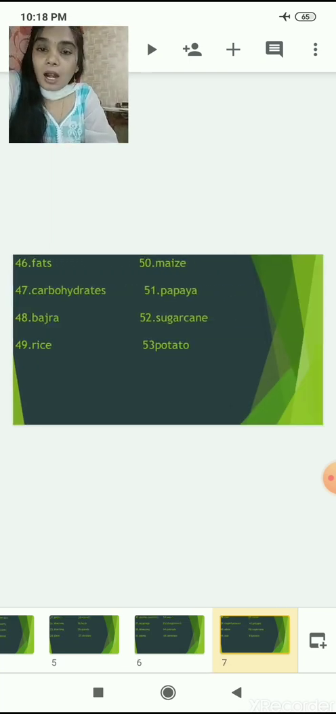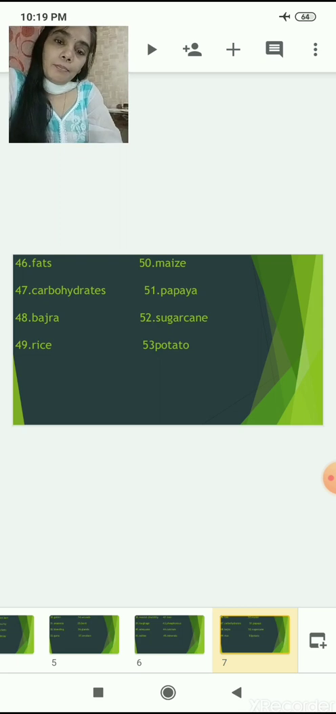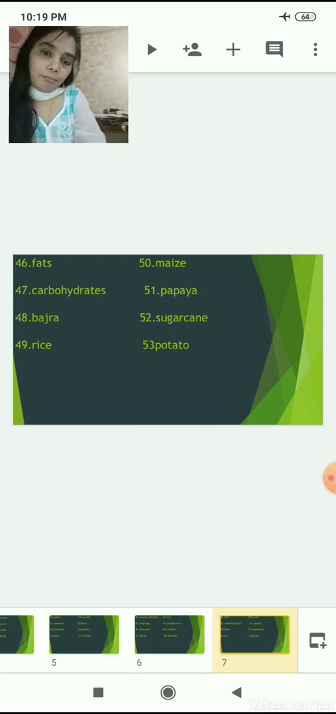Fats, carbohydrates, bajra, rice, maize, papaya, sugarcane, potato. Again: fats, carbohydrates, bajra, rice, maize, papaya, sugarcane, potato.